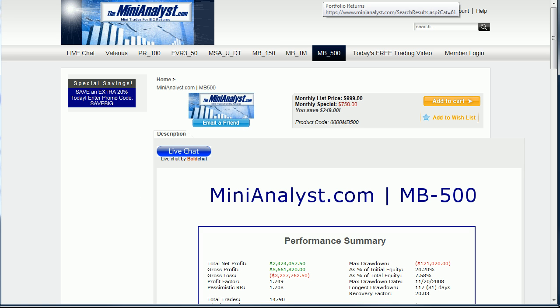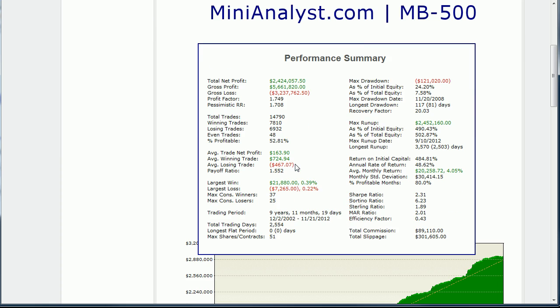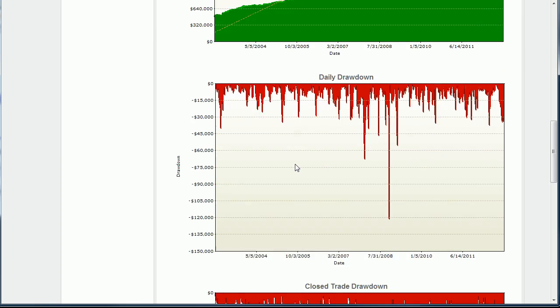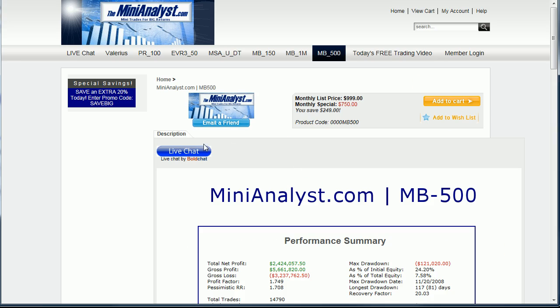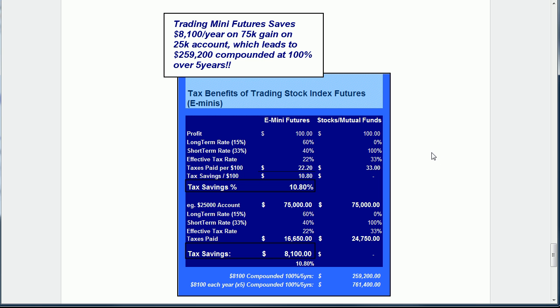But we're actually going to switch over and look at those, but we also want to make mention of a very key component about trading futures, and particularly stock index futures: the tax implications. And as you can see, we did a quick little chart. Trading mini futures saves $8,000. So let's say you had a $75,000 gain on a $25,000 account, or a $75,000 gain on a $100,000 account. Doesn't really matter. A $75,000 gain is the key component here.